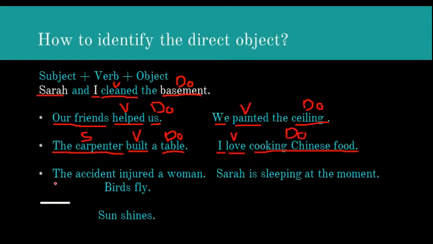Next example, the accident injured a woman. In this sentence, accident is the subject. Injured is the action verb. So we have to ask injured what? A woman. Therefore, woman is the direct object. In this sentence, woman is receiving the action performed by the subject. And accident is the subject.